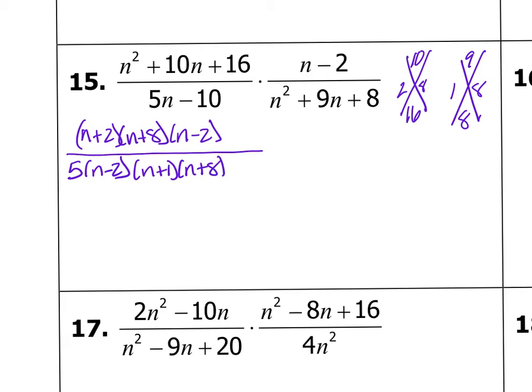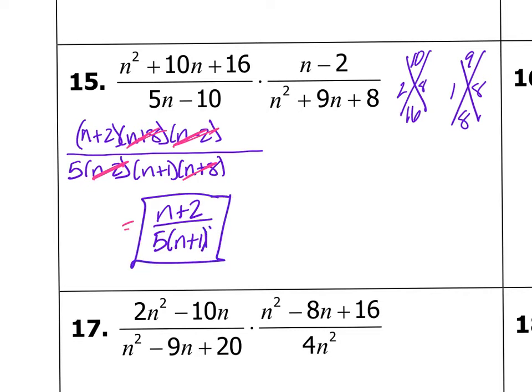So now let's see if I can make a 1. N plus 2, nope. N plus 8, yep. And n minus 2, beautiful. So what do I get left with? My numerator, I get left with n plus 2. And in my denominator, I get left with 5 times n plus 1. There we go. And that is my answer.